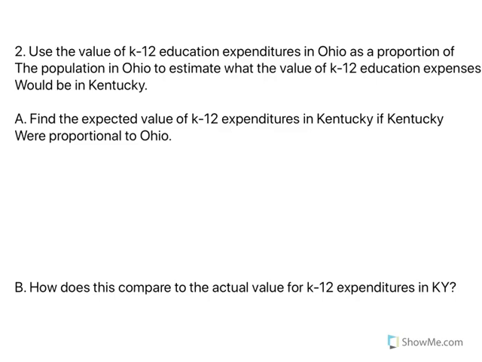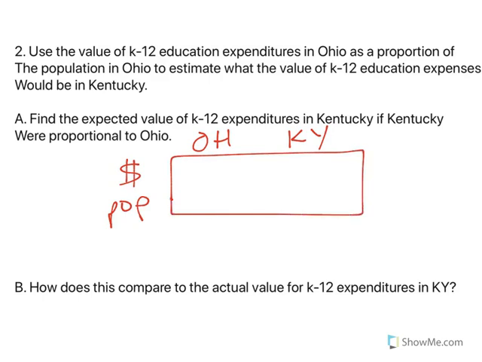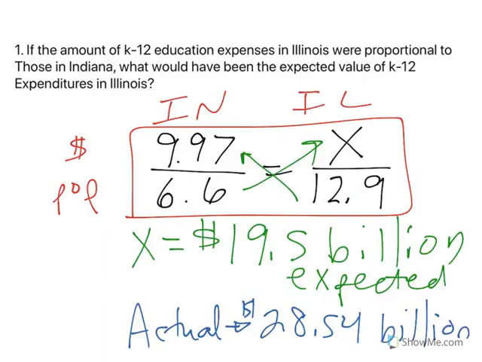Now we're going to talk about Ohio and Kentucky. Ohio, Kentucky. Find the expected value of expenditures in Kentucky if Kentucky were proportional to Ohio. All right, so same dealio. We're talking about expenditures in Kentucky. So that's where our X value goes. So let's go back to our table.